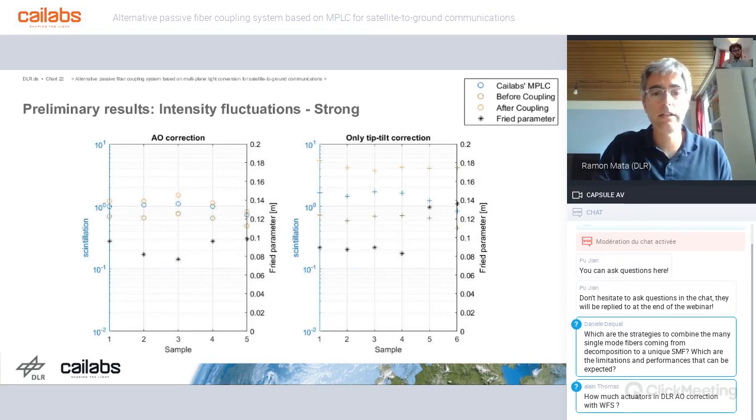And finally, on the strong one, we see it here. The free parameter decreases a little, and then we see here much higher distances between the red and the yellow markers. And you see here on the left part that the MPLC is performing a little better in most of the cases, also for a strong turbulence, but the performance is quite similar.